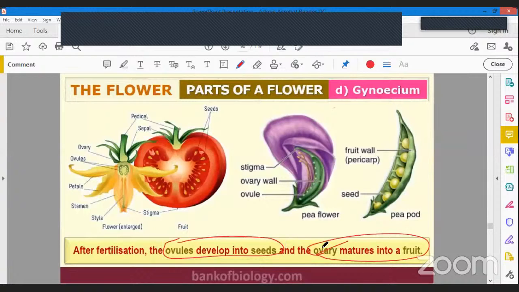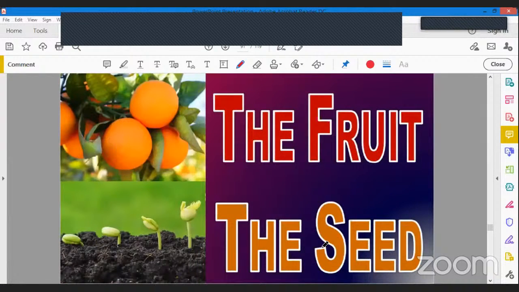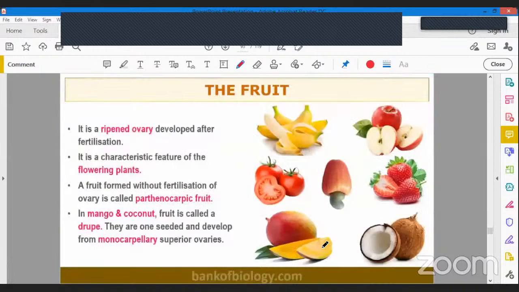So next we come to the fruit and seed. So what is a fruit? A fruit is a ripened ovary, and it develops only after fertilization. It is a characteristic feature of flowering plants. You don't see it in gymnosperms, pteridophytes, bryophytes, or any other plant group. It is a characteristic feature of angiosperms.